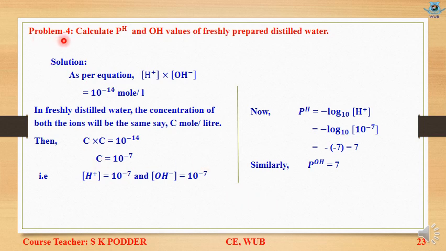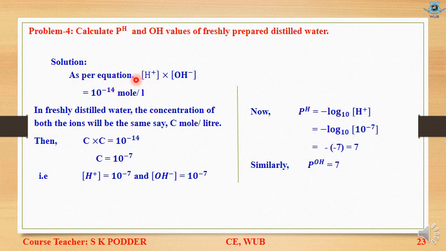Now problem number 4, calculate pH and pOH values of freshly prepared distilled water. It's my typing mistake, sorry for that. Calculate pH and pOH values of freshly prepared distilled water. That means if you have distilled water, then you have to find the value of pH and pOH.